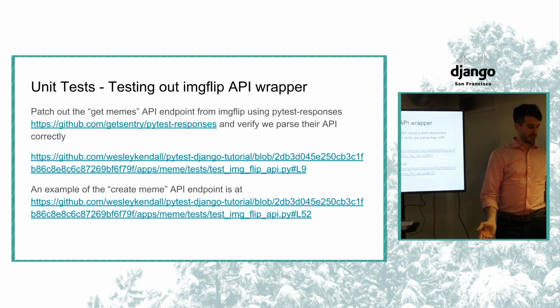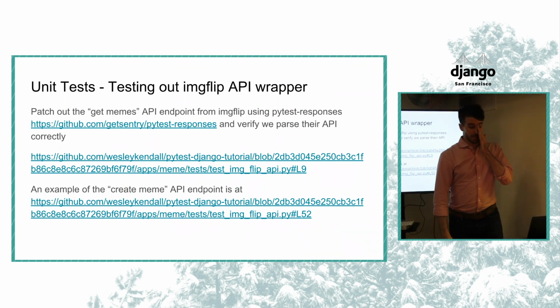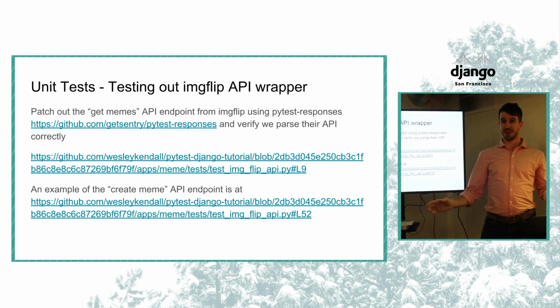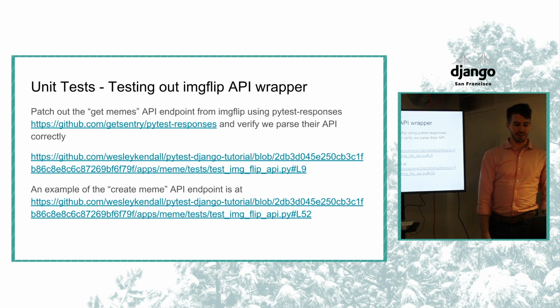So like I mentioned, we were patching out the API wrapper fully that time. And so if, for whatever reason, your API wrapper was wrong, you wouldn't catch it with that test. So this is the part where we start writing unit tests for more complicated stuff like the API wrapper.